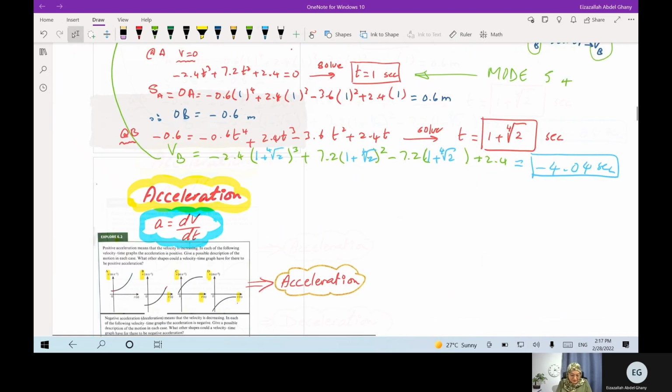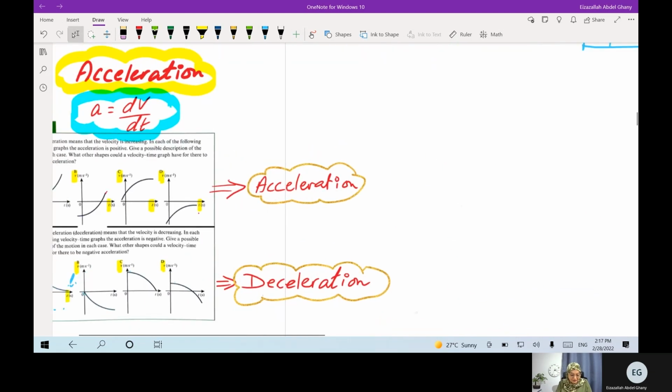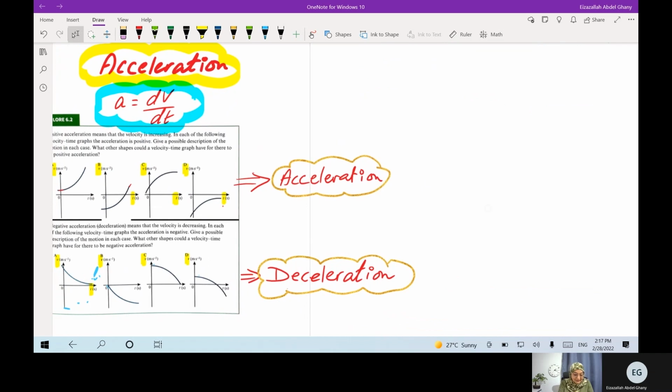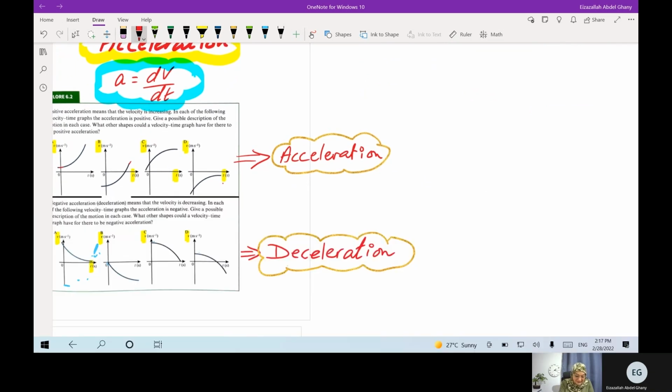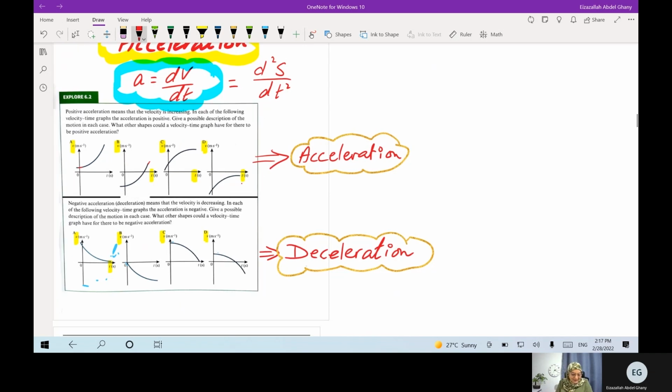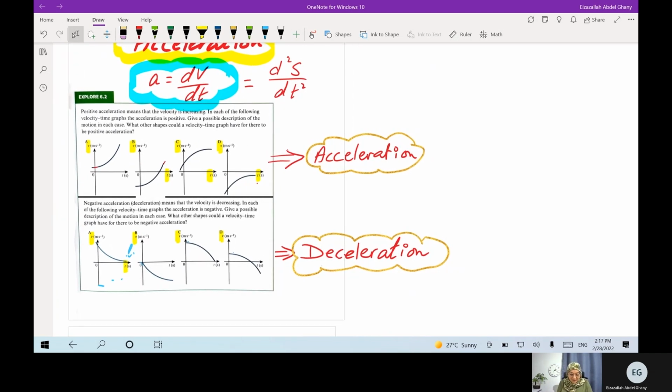Acceleration is the first derivative of the velocity with respect to time. It means it is the second derivative of displacement with respect to time. Don't say d squared, say d2s by dt2. So here is just a reminder for some graphs about acceleration and deceleration.